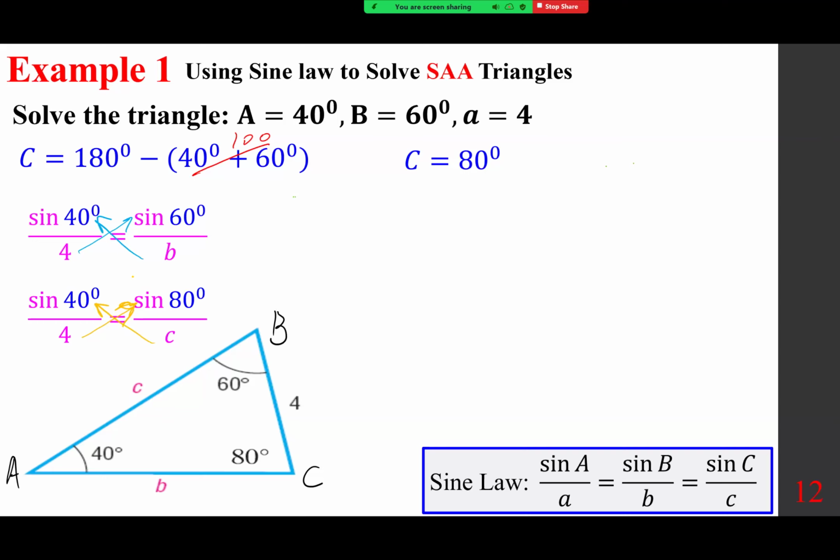Obviously, we use this one. So using this one, we get to b. Using this one, we get to c. b is 4 sine 60 divided by sine 40.